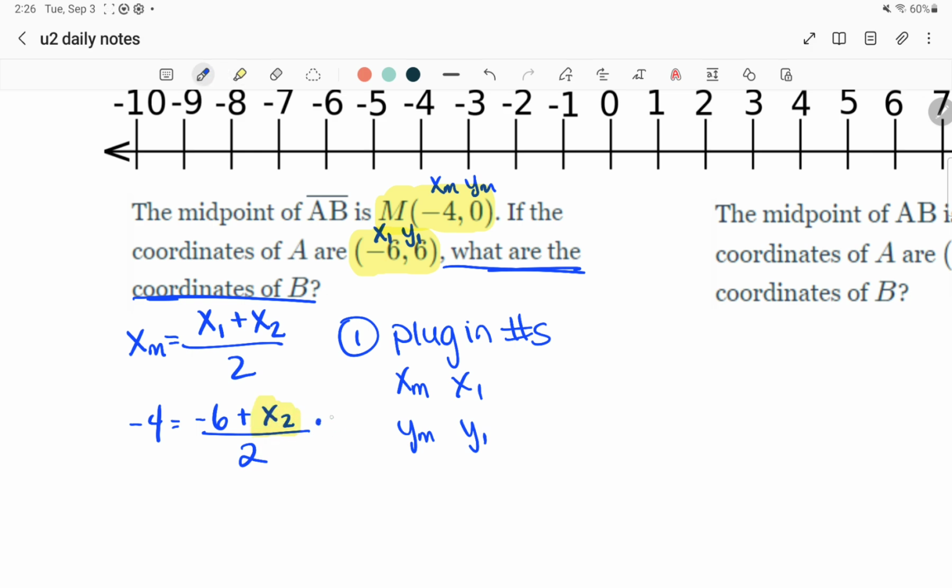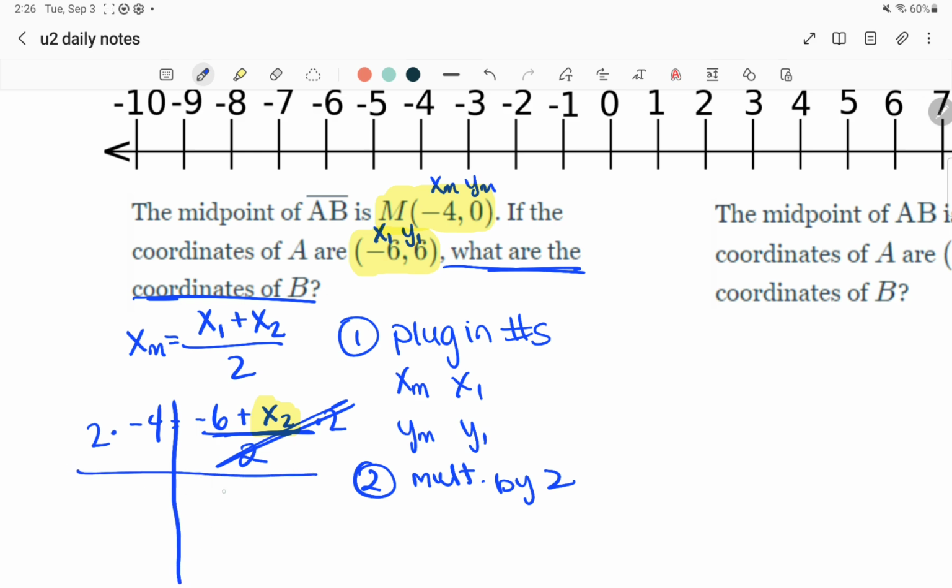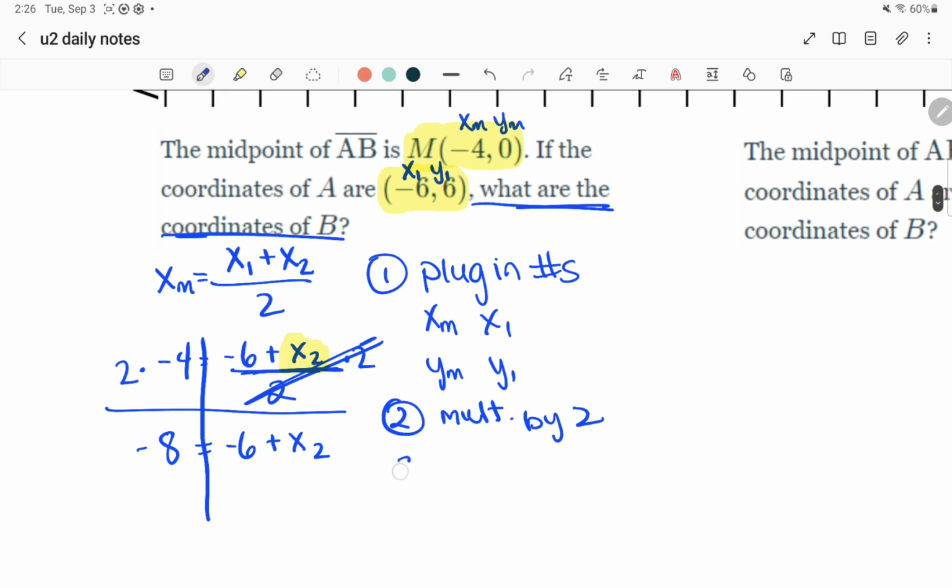So I'm going to multiply by 2 on both sides because I have a divide by 2. So these cancel out, which is awesome because then I don't have to do any math. So step 2 is multiply by 2. And what that does is it gets rid of my division, and I am left with -8 equals -6 plus x2. And then from here, step 3 is add or subtract the remaining number.